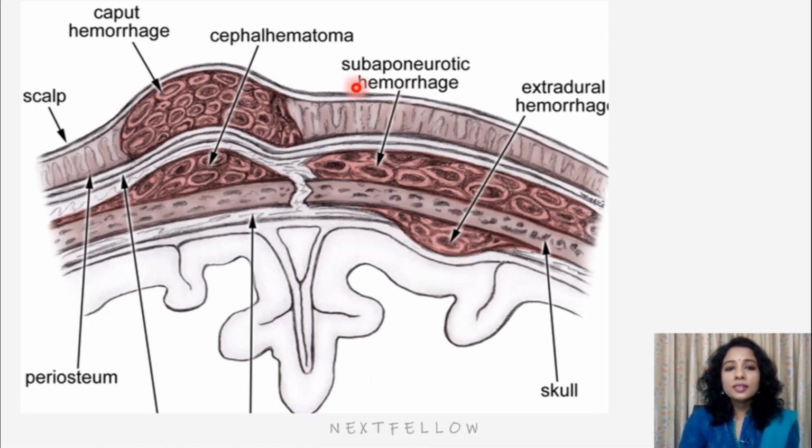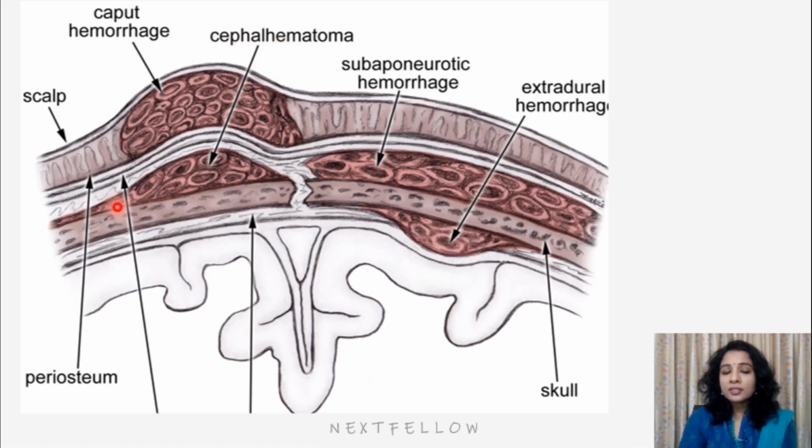Now let us understand different types of blood collections, which are nothing but hematomas. Here we can see the skull bones, the calvaria, the dural venous sinus and the brain, and here is the dura mater. Suppose there is a fracture of the bone without tear of the periosteum or pericranium, the blood accumulates underneath the pericranium, taking the shape of the bone. That is called cephalohematoma.